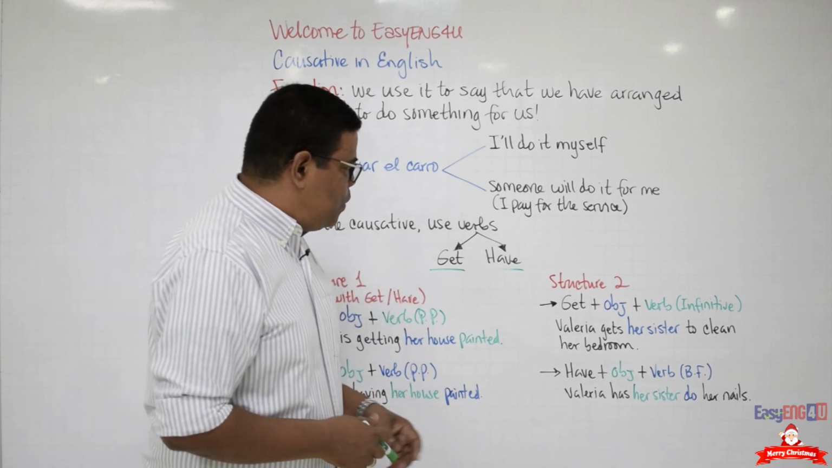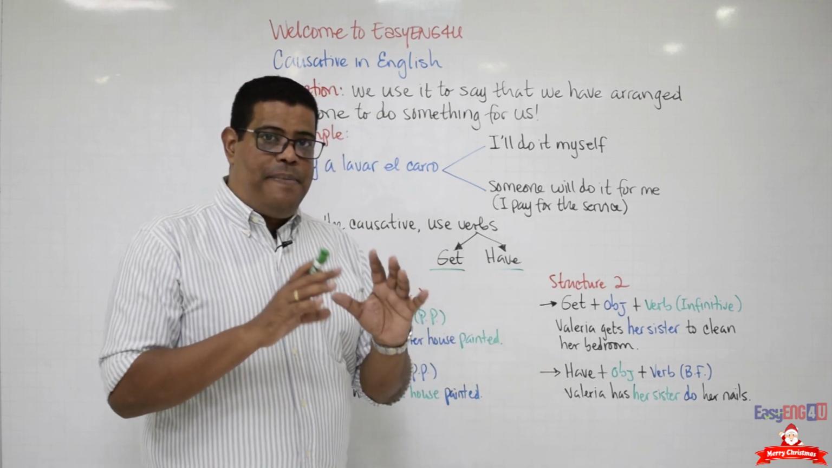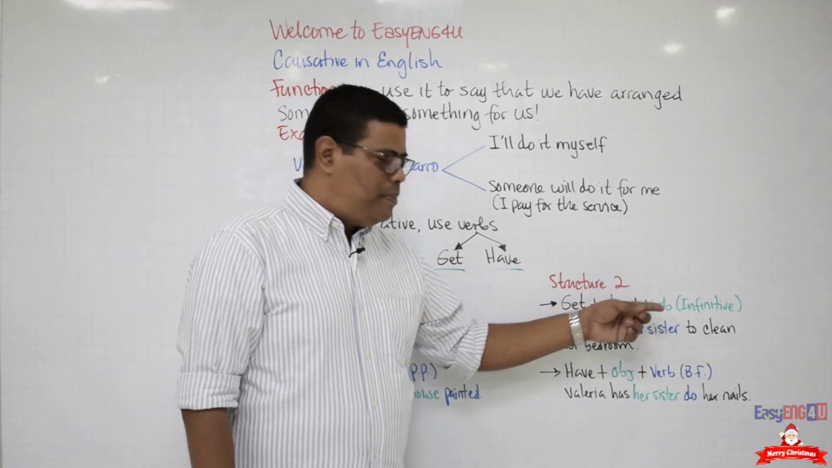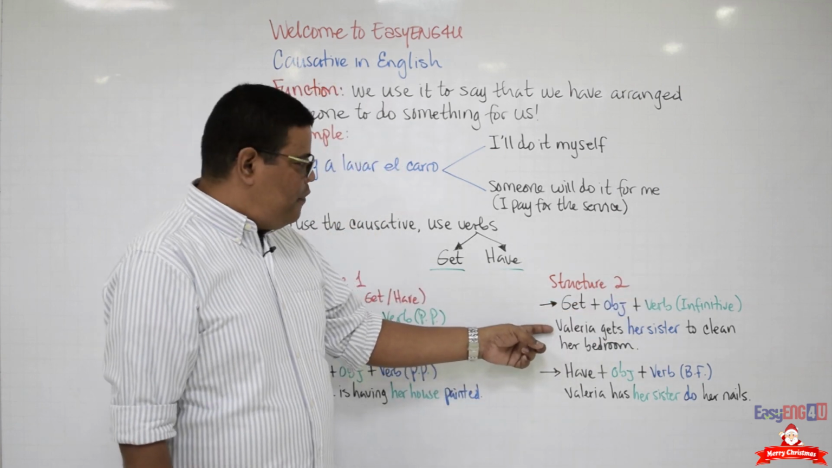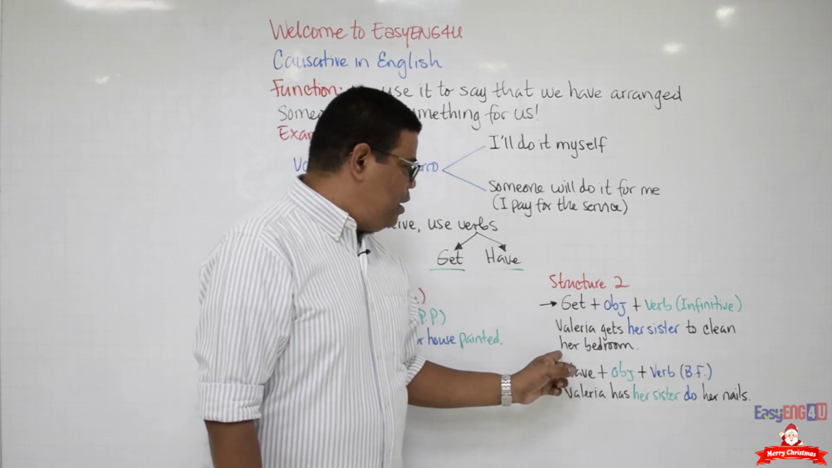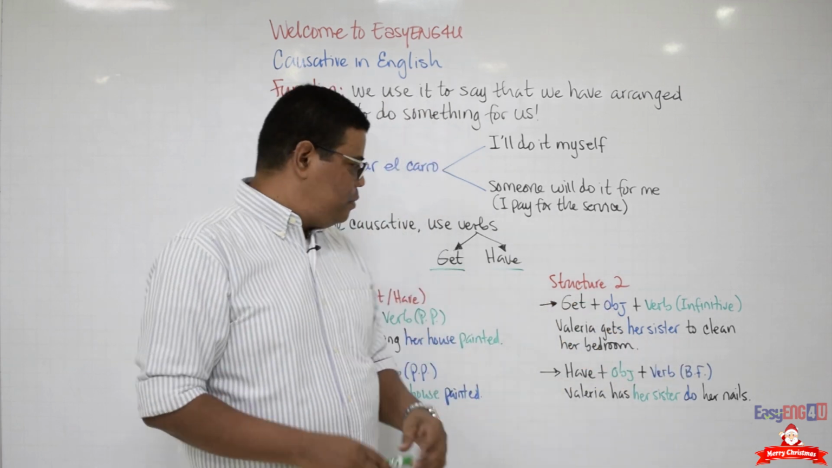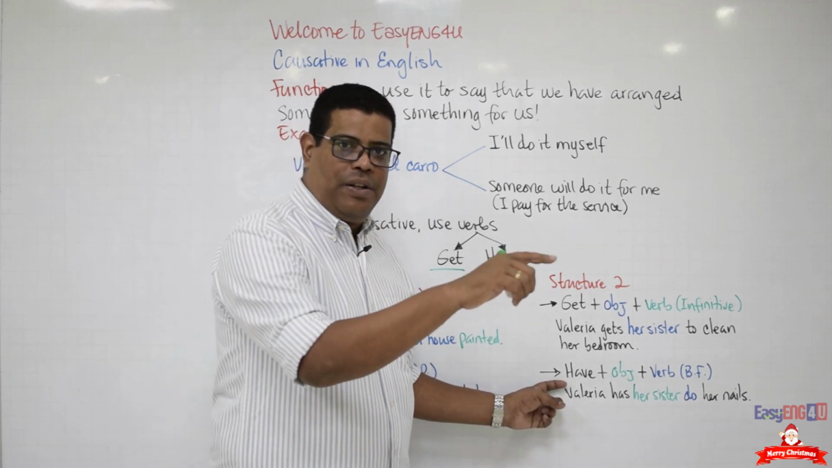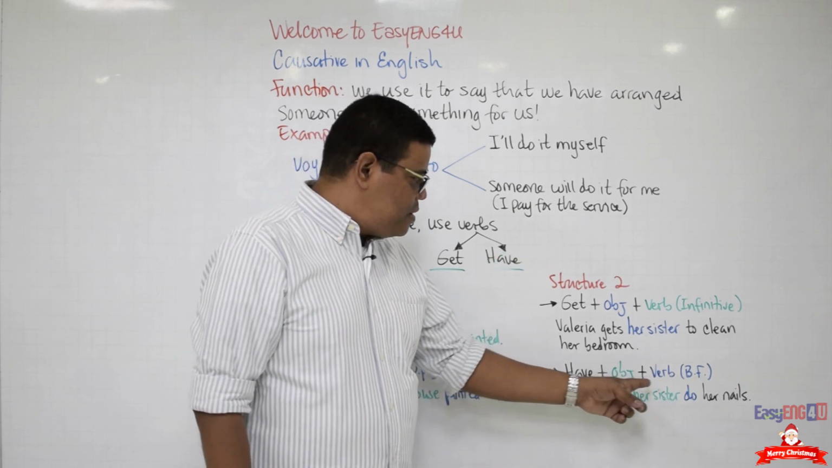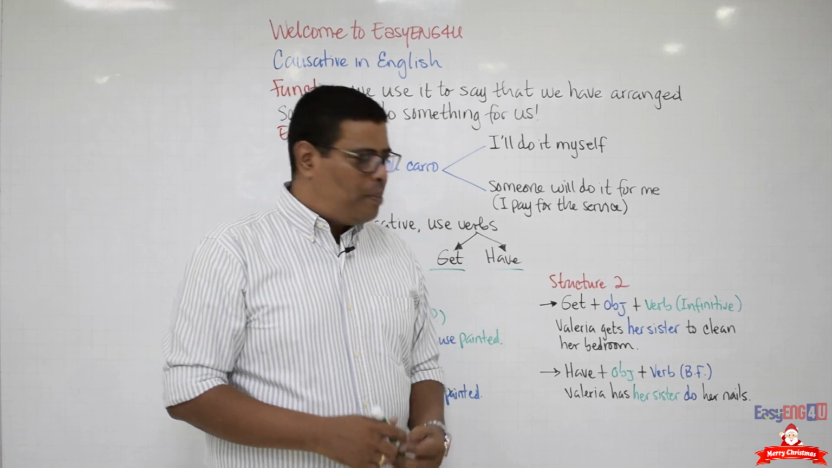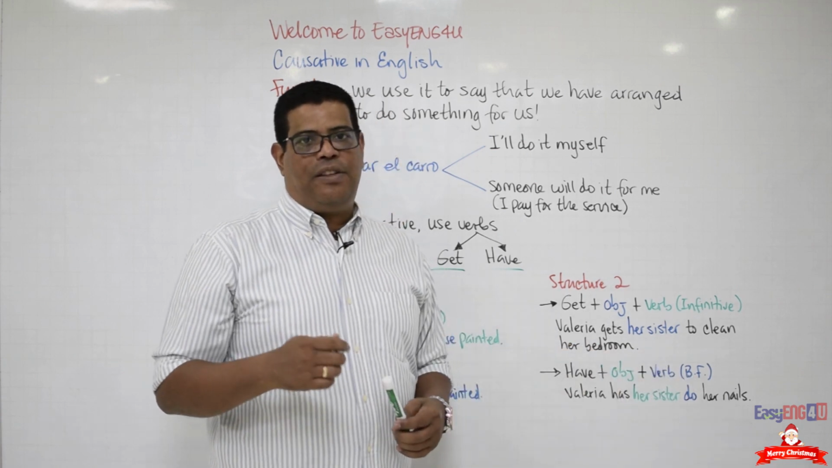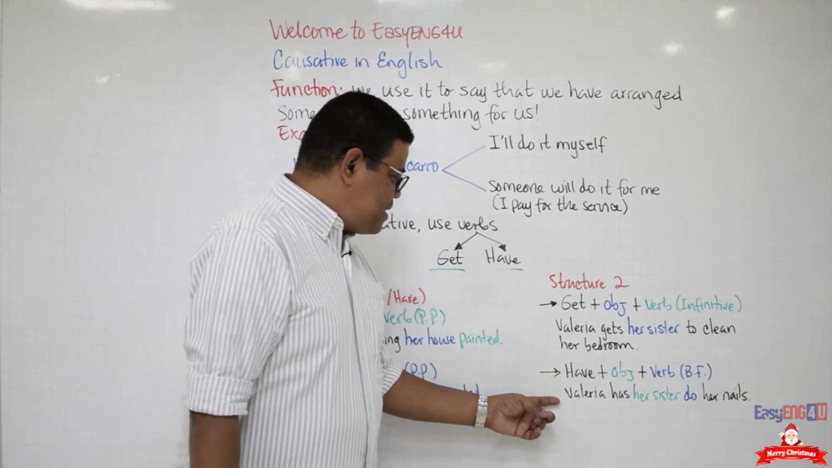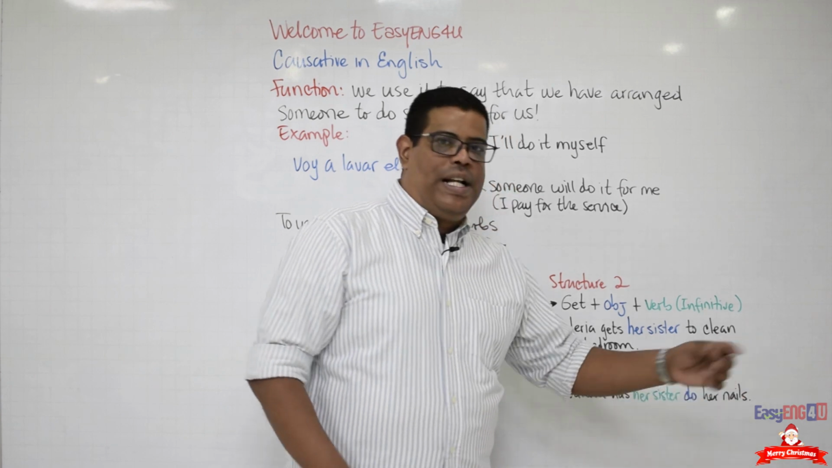Okay, let's continue. In the second structure, we're going to have basically the same: the verb, an object, and another verb. Look at this example: Valeria gets her sister to clean her bedroom. Very simple. With have it is basically the same, but what changes is the consecutive verb. Have plus an object plus another verb, but in the base form. That's what BF stands for. It stands for base form, not best friend and not boyfriend, okay? And the example: Valeria has her sister do her nails, okay?